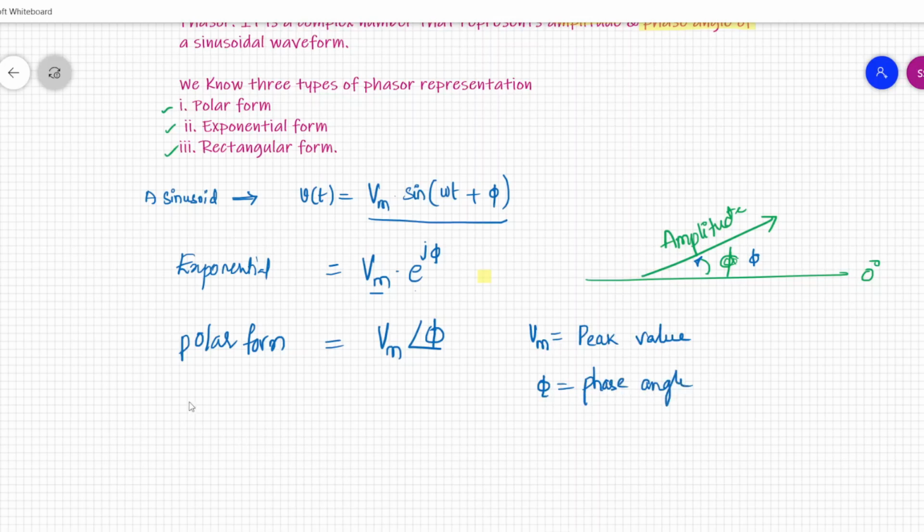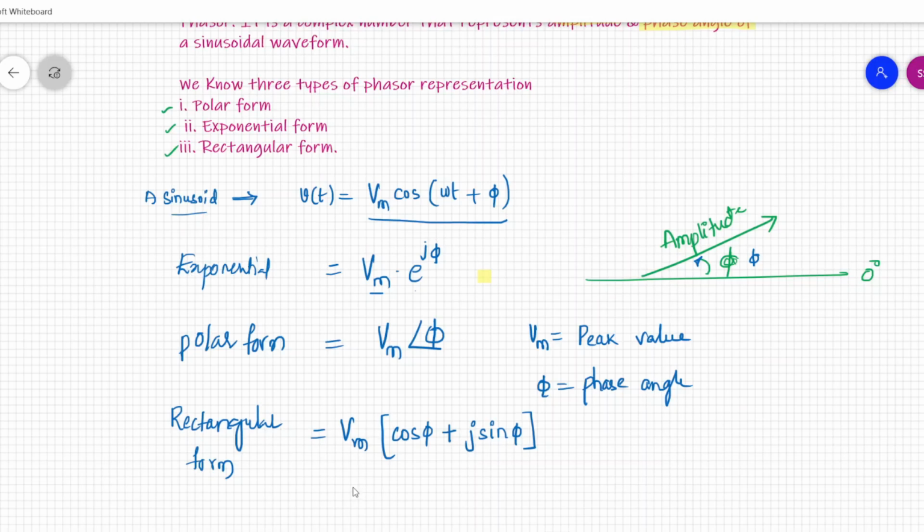Now this can also be written in rectangular form. This is a very useful form of representation. That is Vm cos phi plus j Vm sin phi. Okay, this is the rectangular form of representation. Actually, for the real term it should be cos phi. Any sinusoid vector, so cos is also a sinusoid. So this is about writing the polar, exponential, and rectangular forms.